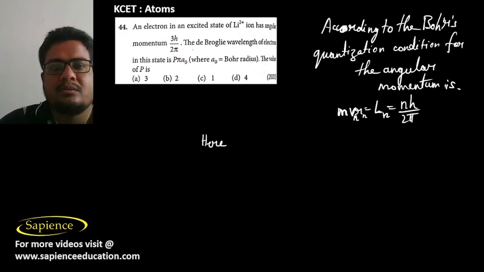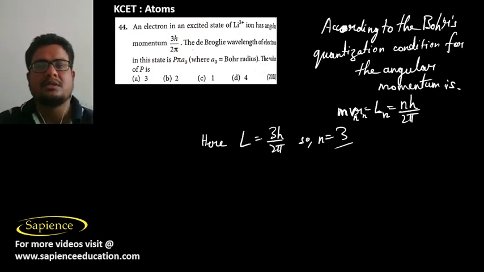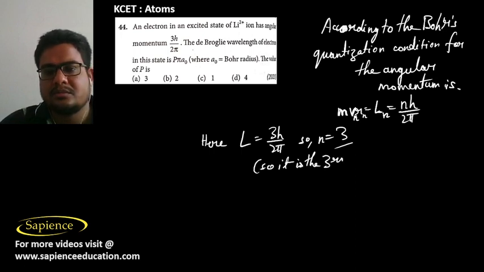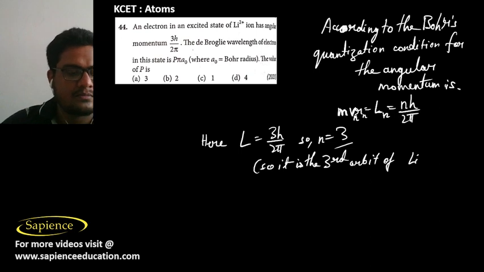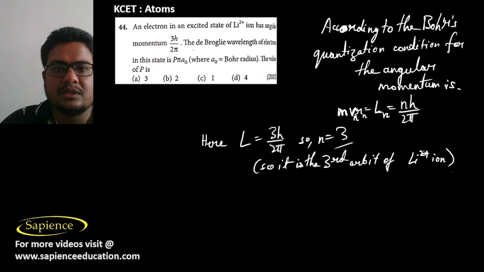So here the angular momentum L is given as 3h by 2 pi. So it means that n is equal to 3. So it is the third orbit of the Li2+ ion. Then the de Broglie wavelength of the electron in this state is lambda equal to h by mv.